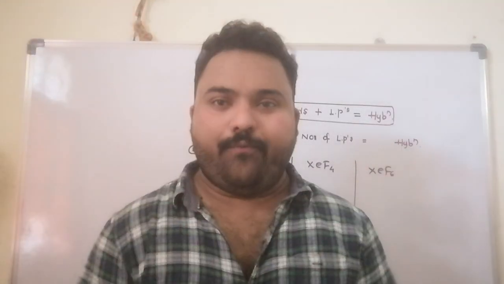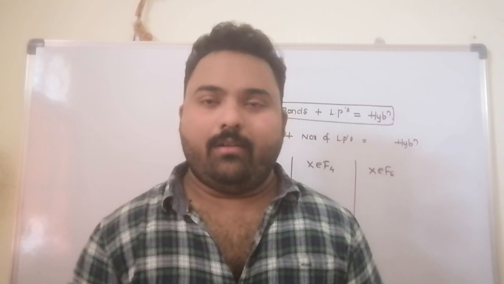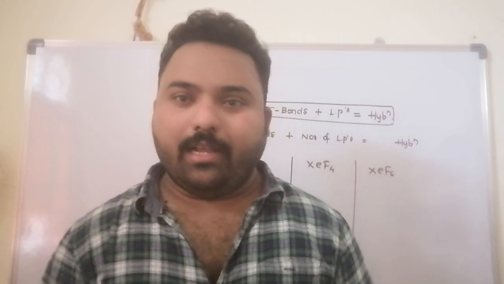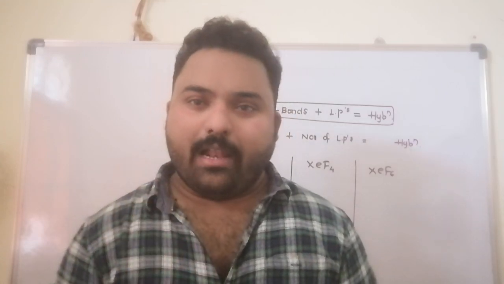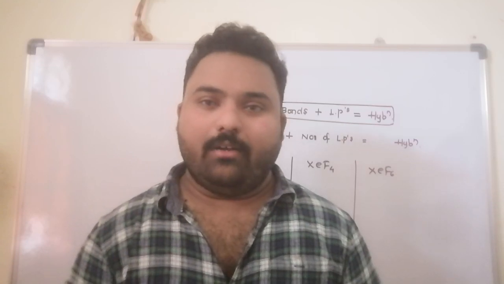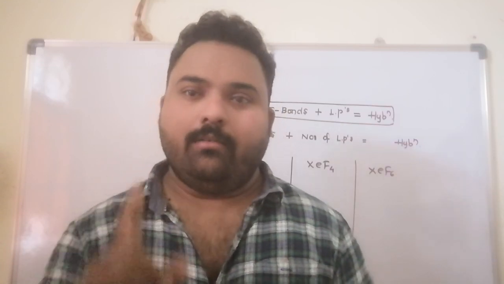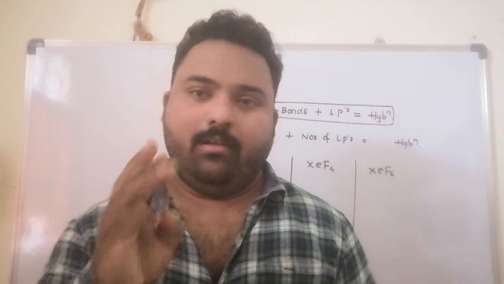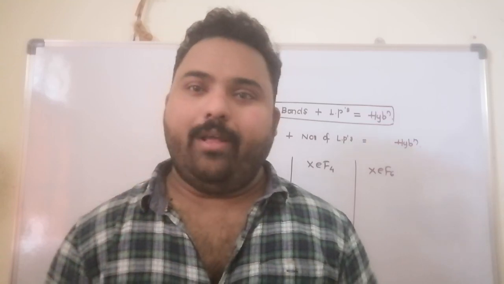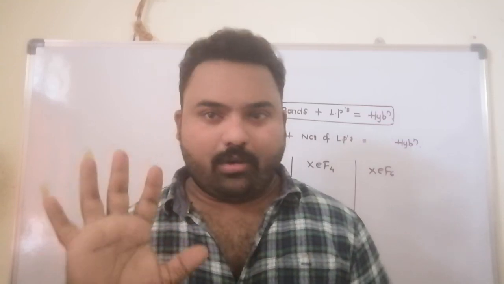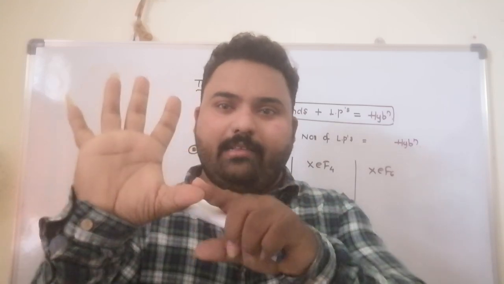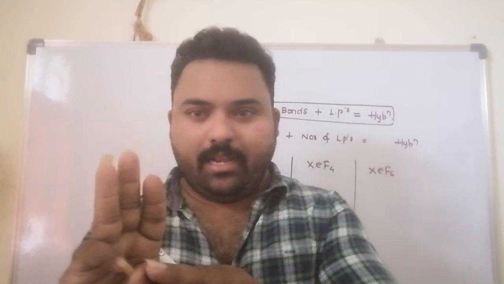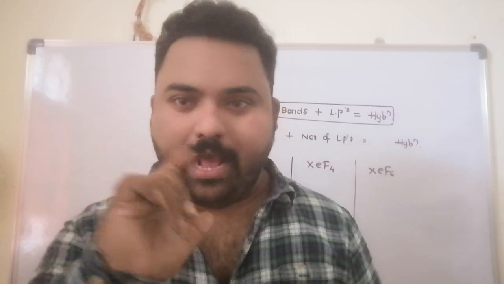If in a molecule the central atom has 8 valence electrons, of which 2 are sigma bonds and 3 are lone pairs, then 2 plus 3, total 5, means sp3d hybridization.